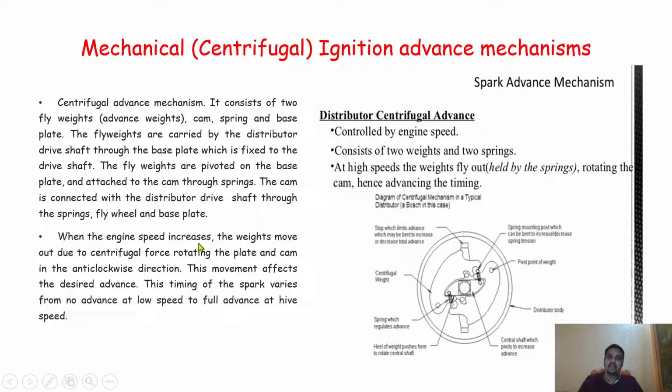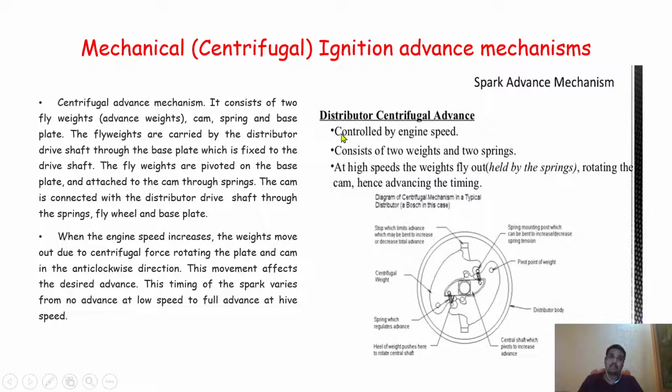When the engine speed increases, the weights move out due to the centrifugal force. As I just said, centrifugal force rotates the plate and the cam in the anti-clockwise direction. This movement affects the desired advance. The timing of the spark varies from no advance at low speed to full advance at high speed. At very low speed this will not work, but as the speed of the engine increases, the system will work, and these weights will move away from the center of the shaft because of the centrifugal force.